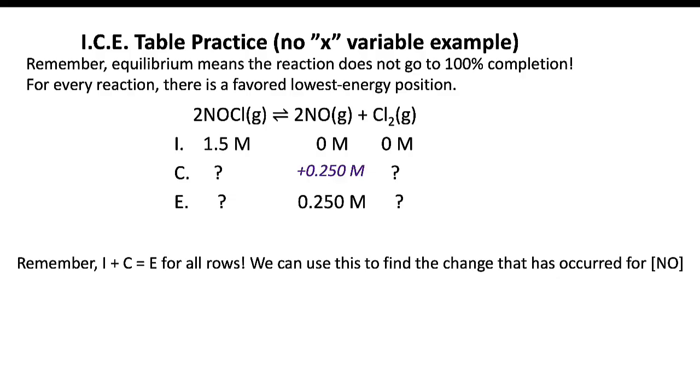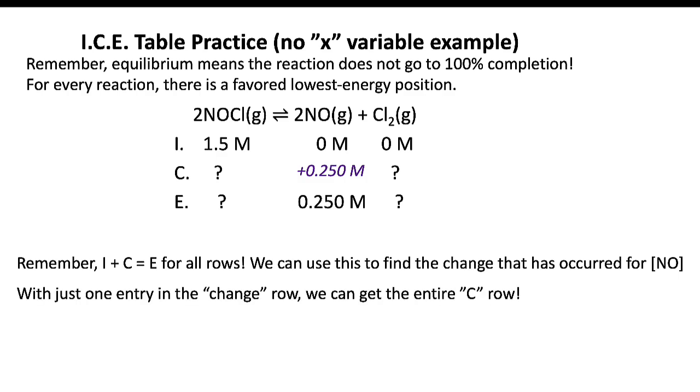And because we know that 0.25 molar has been formed, we know that everything about this reaction is in relationship to that. So if we have this entry along the C row, the change, we can get the others as well. We know that if two NOs are formed, that two NOCls must have been consumed. So in forming 0.250 molar, we have consumed 0.250 molar of the reactant. And finally, we also know that it forms 0.125 molar of the Cl2 because only one is formed for every two NO that are formed, therefore it's only half the value.